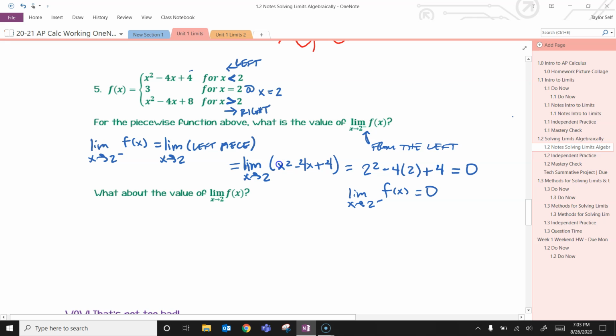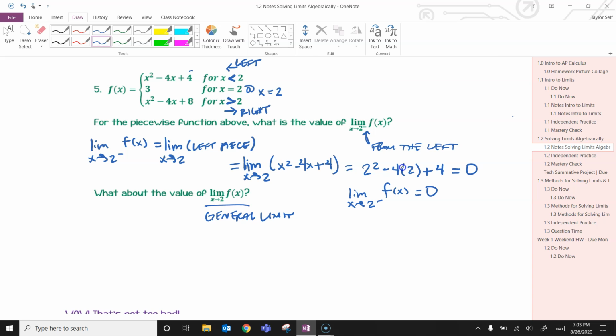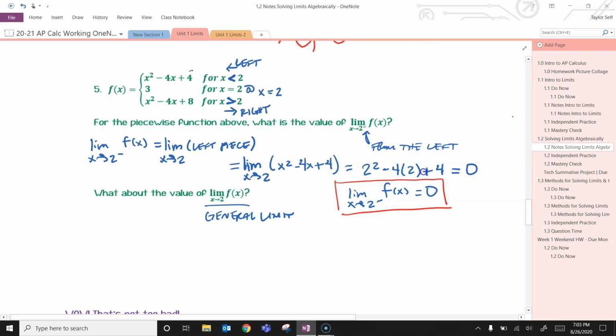Sweet. What about the value of the limit as x approaches 2 of f of x? Remember, this is the general limit, so write that down. As we talked about yesterday, for the general limit to exist, the limit from the left has to exist. Good news, we already found the left limit. The limit from the right has to exist, and they have to be equal to each other. So now we need to find the limit from the right side of 2 to check the general limit. Let's find the limit as x approaches 2 from the right of f of x.